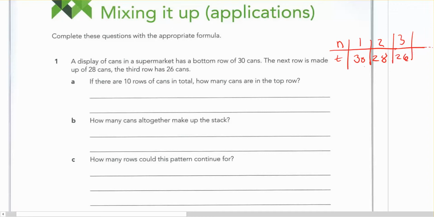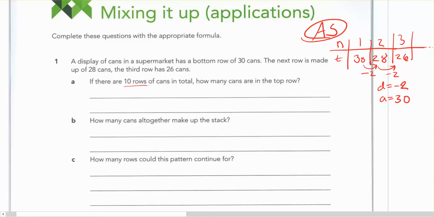Looking at this, I'm going to see, well, am I timesing by the same amount, or adding by the same amount, or subtracting? And here you can see you're actually decreasing by 2 each time. So we know that this is going to be an arithmetic sequence, and that my d value is going to be -2. So d is equal to -2, a is equal to 30.